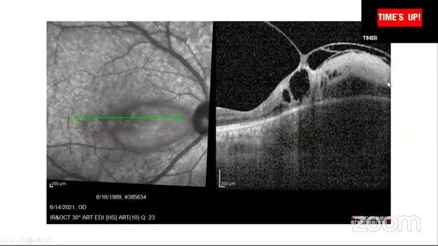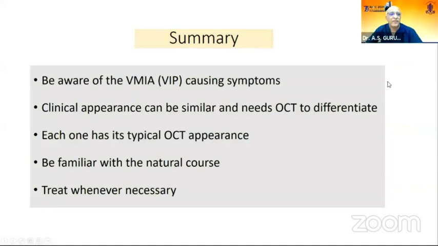In summary, I must say that we should be aware of the VMI or the vitreomacular interface problems or disorders. We should be familiar with the clinical appearance, and of course, many are similar appearing and need OCT to differentiate. Each one has its typical OCT appearance. Be familiar with the natural course as well and treat whenever necessary.